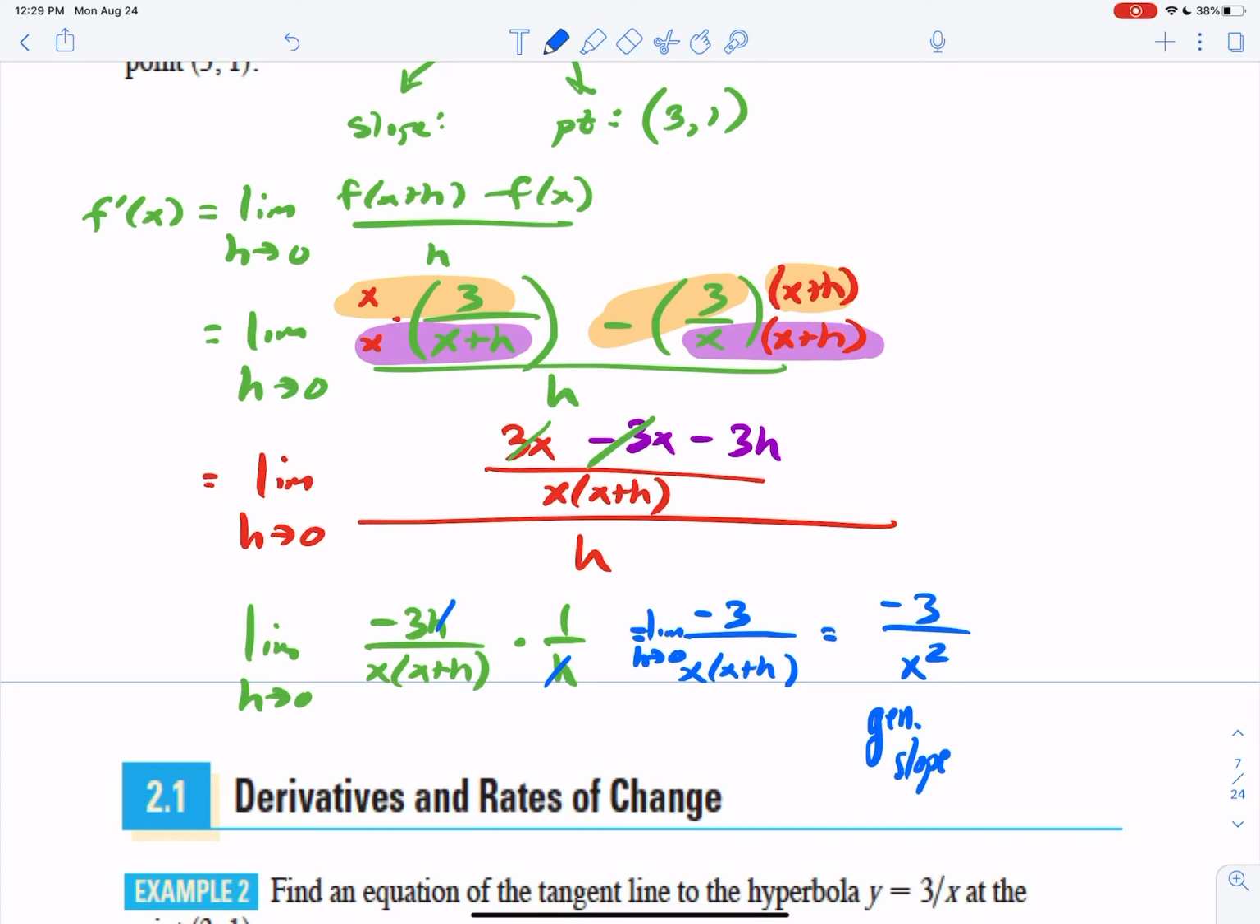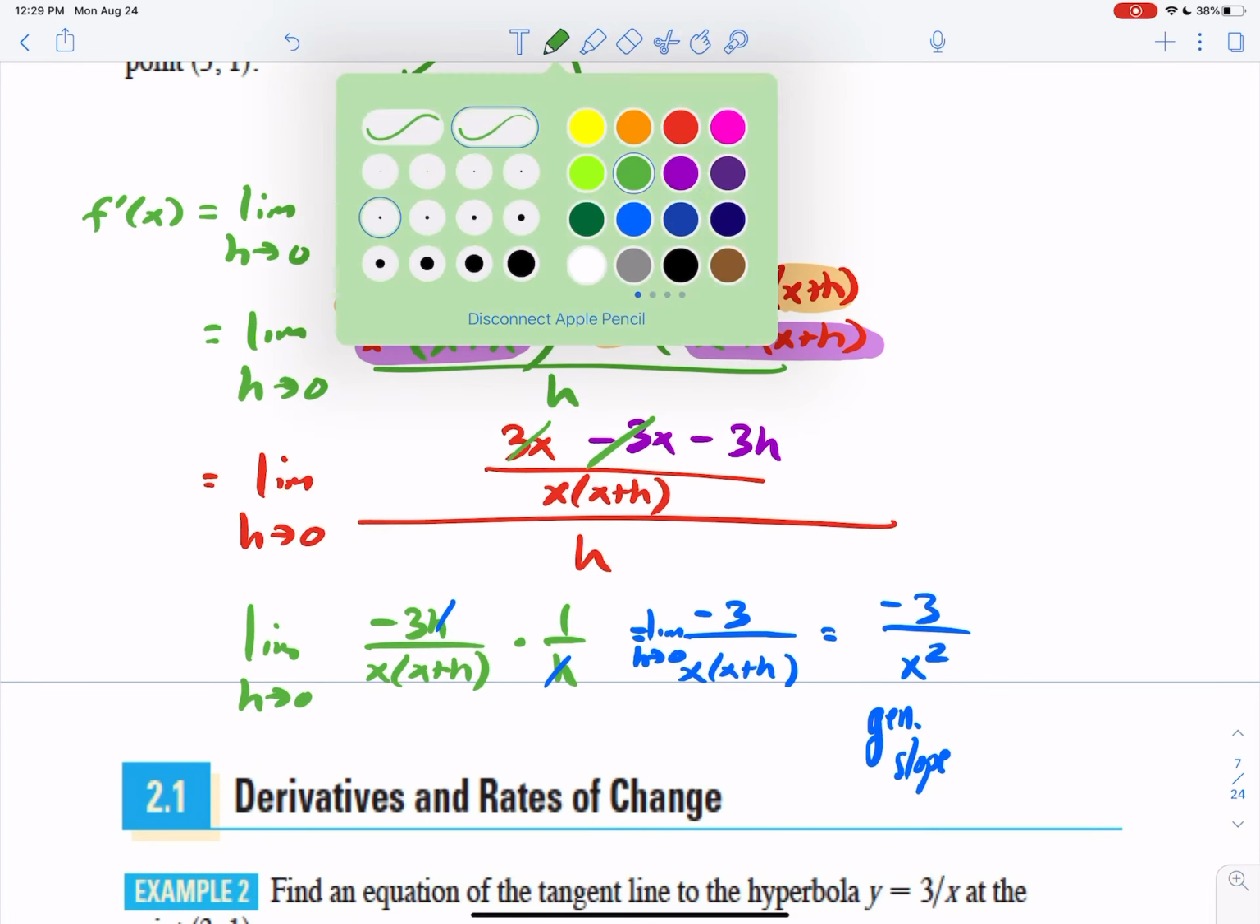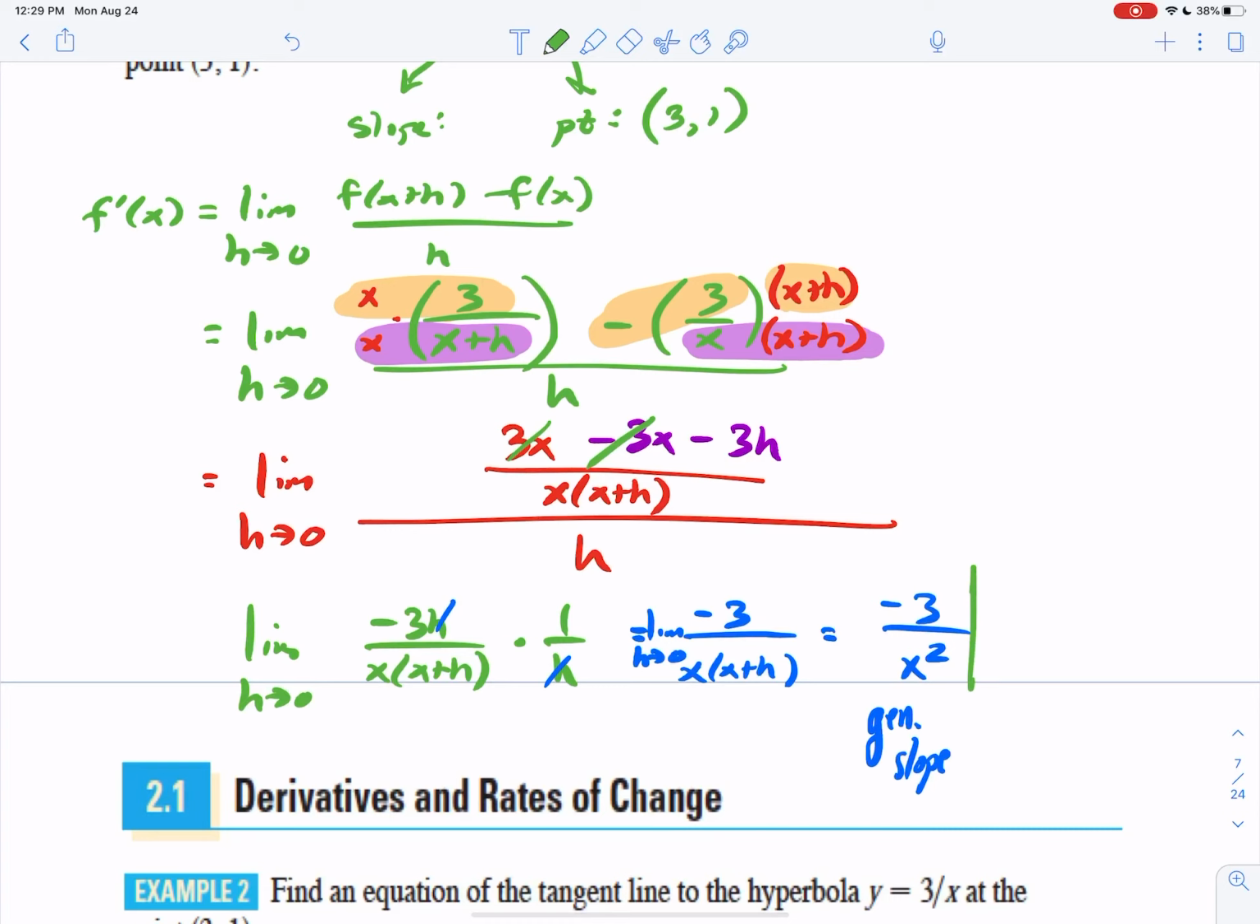Now, are we looking for a general slope or a specific slope? Specific. Specifically at where? Okay, we want to evaluate this at (3, 1). So if you plug that in, you're going to get negative 3 over 9, which is negative 1/3. That right there is your specific slope that you want. I'll go ahead and put it in there.